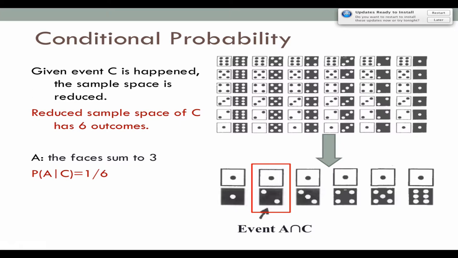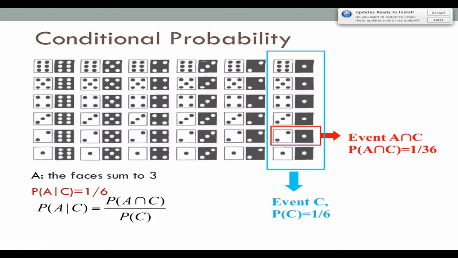So this is one way to look at conditional probability. Is this clear? We need to think about the sample space. Given that the condition C happened, the sample space is reduced. Then in this reduced sample space, we count how many elementary outcomes are represented by event A, and then we can figure out the probability of A given C. However, we want to continue to derive the formula for conditional probability, so let's put all those events back into the original sample space.